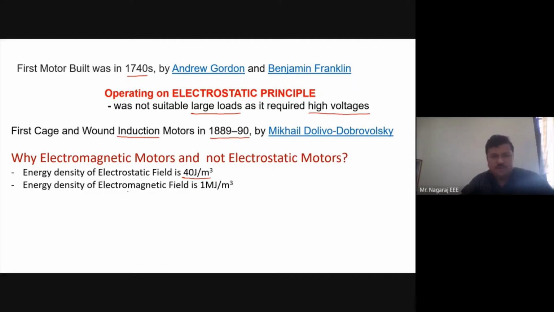Whereas the energy density of an electromagnetic field is 1 megajoules per meter cube. Okay, the ratio itself is nearly 1 mega. If you take 1 mega by 40, it is nearly 1 mega only. Okay, so the energy density of the electromagnetic field is very high when compared to the electrostatic field. So what does this mean? If I want to do the same amount of work using an electrostatic field, I need a very large amount of energy when compared to an electromagnetic field.